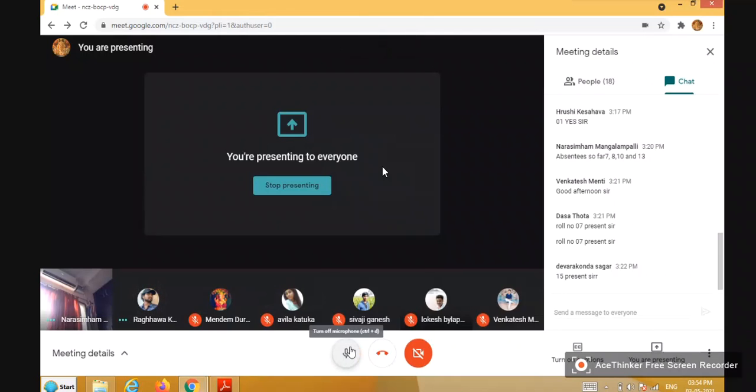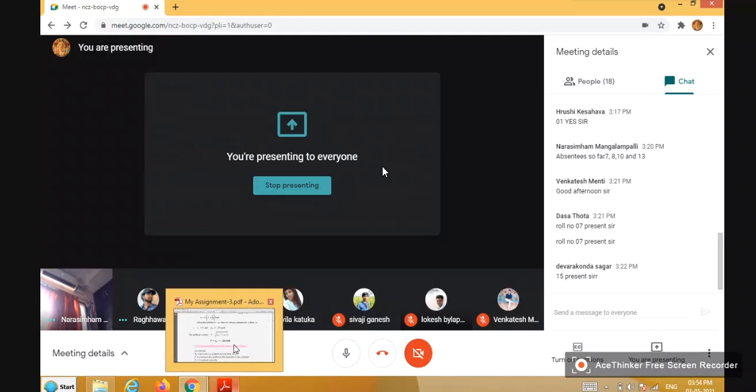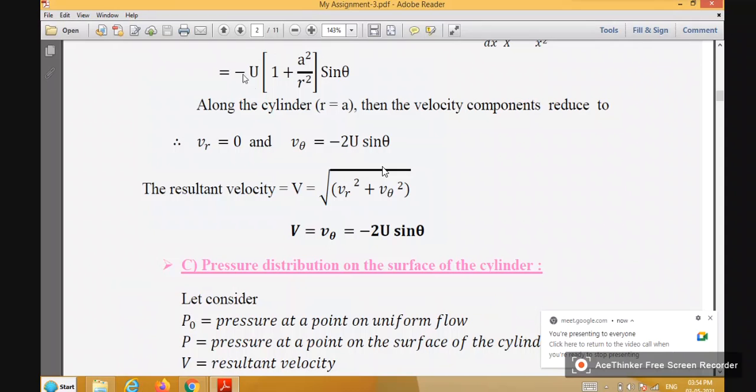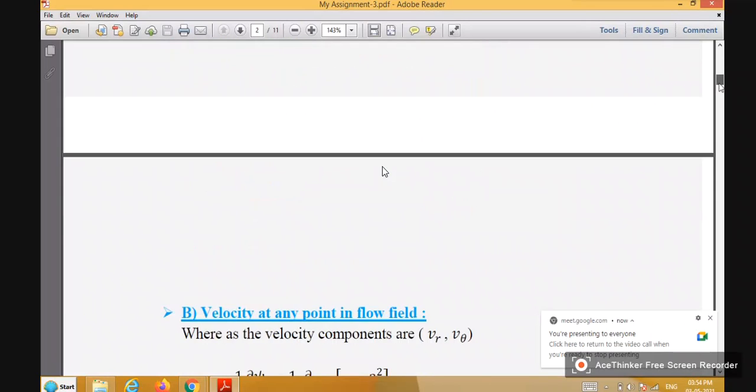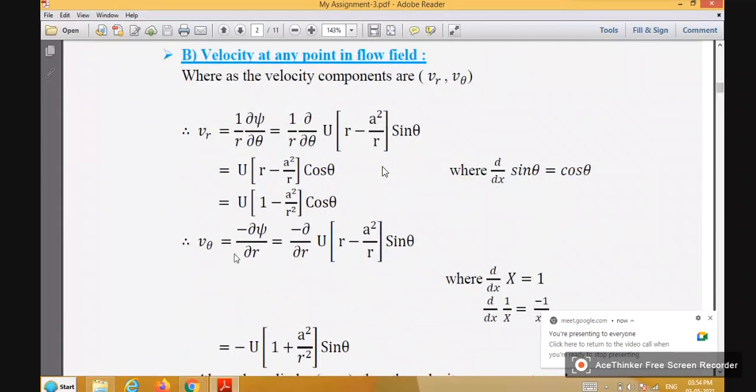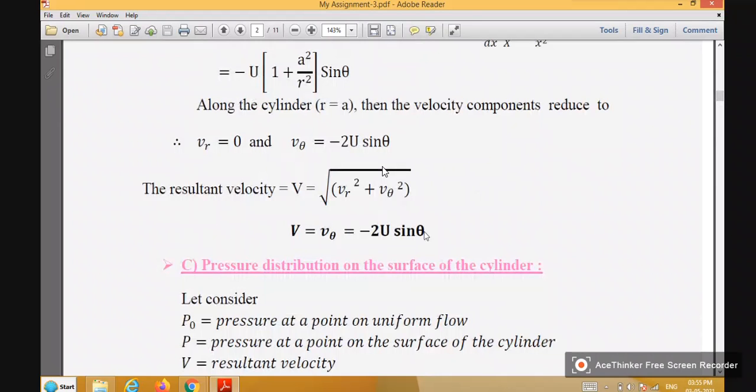Sir, already in the V_R equation we have a minus sign. No. In that equation, V theta is equal to minus 2U sin theta, you have written. How that minus 2U? From this V theta, already it is minus dou psi by dou R, sir. For simplifying, we get minus only. Correct. Then we substitute R equal to A, then we will get minus 2U sin theta, sir.